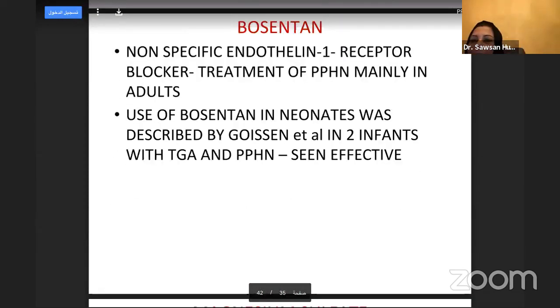Or bosentan. Okay, this is another medication. It is a non-specific endothelin-1 receptor blocker used in the treatment of PPHN, mainly in adults. It's not yet used in neonates, but there are some studies showing that it is effective in neonates, but still we need more studies.